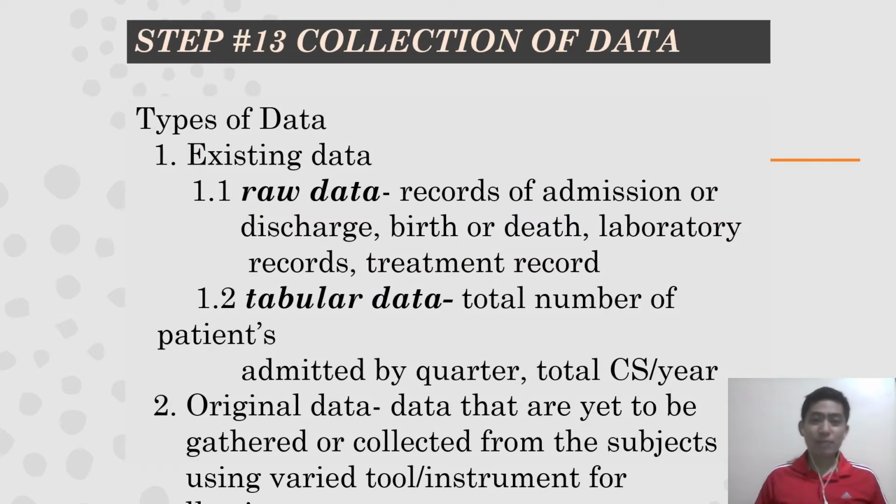We have different types of data. We have the raw data and we have the tabular data. The raw data implies records of admission or discharge, birth or death, laboratory records, and treatment records. And you have the tabular data, it's the total number of patients admitted quarterly, total number of cesarean sections per year. That's the existing data. It's more on secondary data or secondary source. For the original data, it is data that has yet to be gathered or collected from the subjects using various tools or instruments for data gathering.